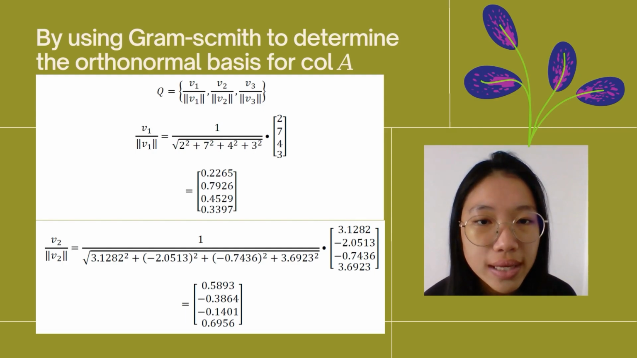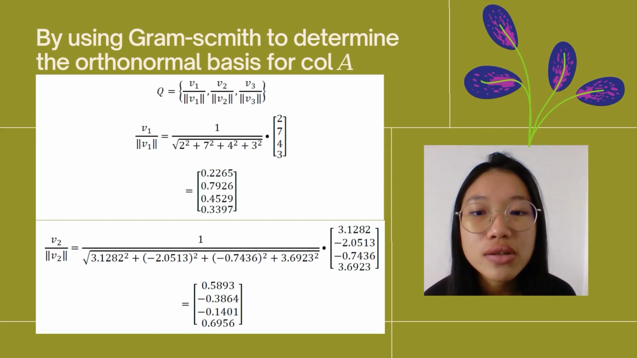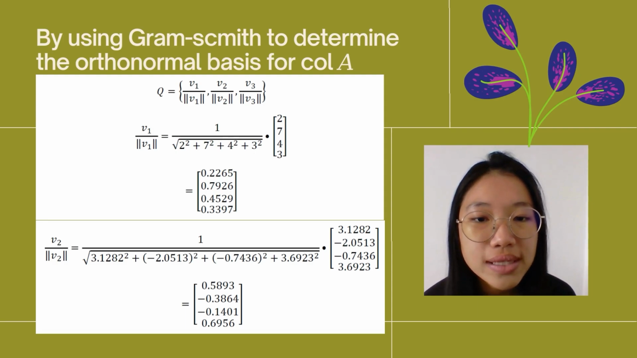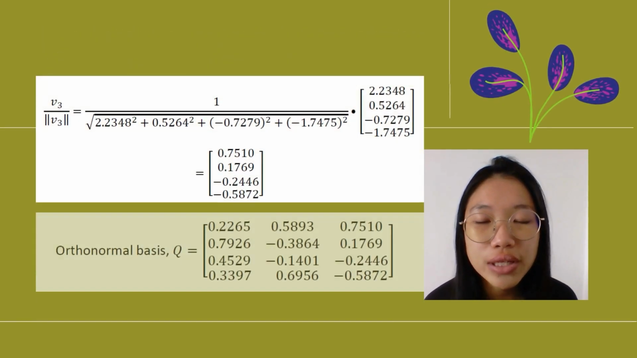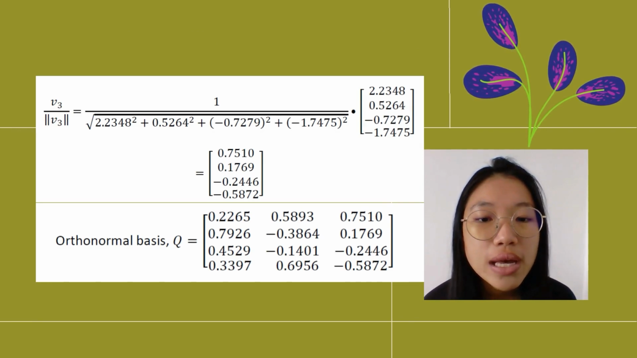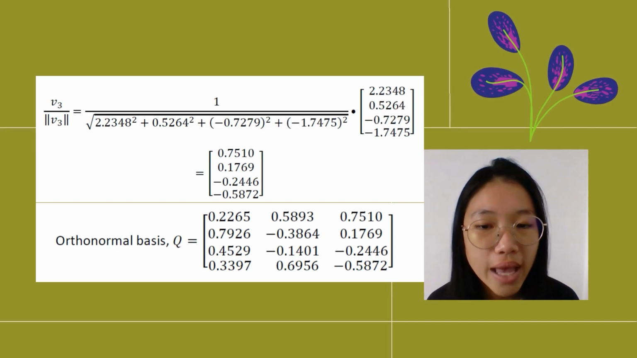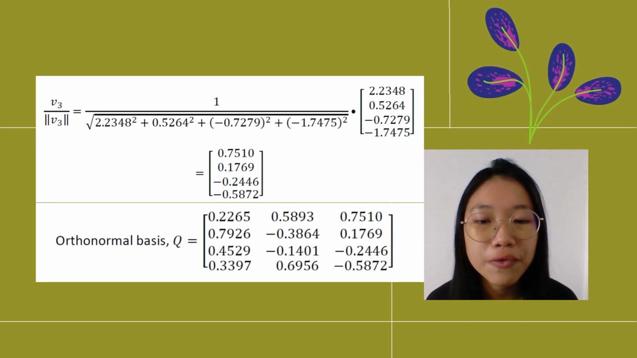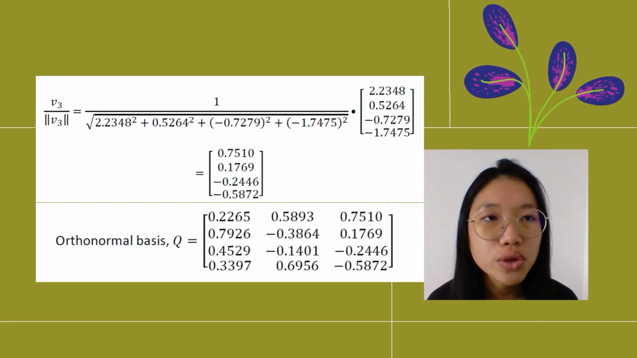0.4529, and 0.3397. And then vector 2 divided by its norm will be equal to 0.5893, -0.3864, -0.1401, and 0.6956. And then vector 3 divided by its norm will be equal to 0.7510, 0.1769, -0.2446, and -0.5872. Then my orthonormal basis Q is shown in the diagram, which is a 4 by 3 matrix.